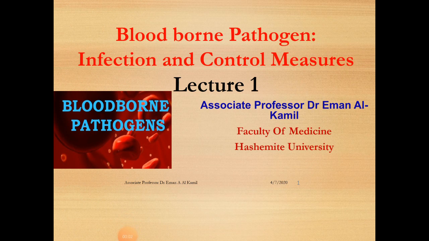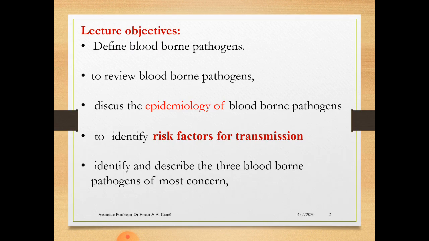We are going to discuss bloodborne pathogens, infection, and control measures. The objectives of this lecture include the following. First, we are going to define the meaning of bloodborne pathogens, then review different bloodborne pathogens, discuss the epidemiology of bloodborne pathogens, identify the risk factors for transmission, and identify and describe the three types of bloodborne pathogens which are of most concern.